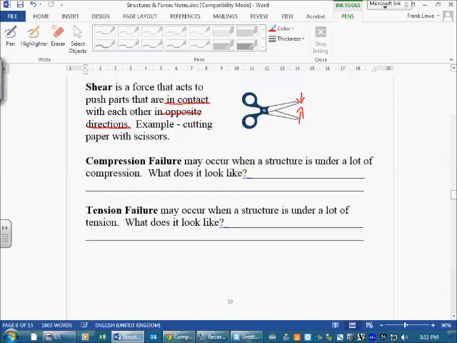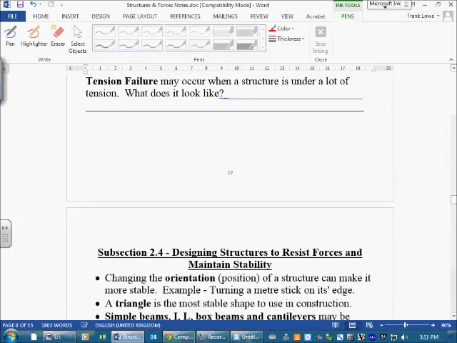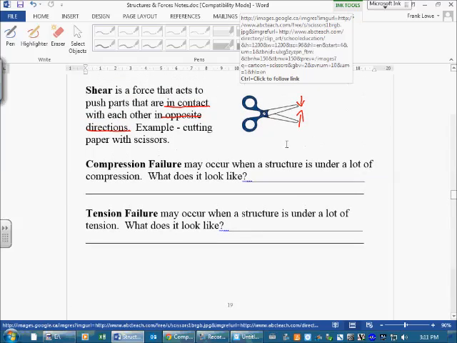Compression failure and tension failure. So with these two here, compression failure is what we're going to consider here anyways, what a structure might look like when it begins to fail because of the amount of compression that it's under. So if you just stop right now, just pause for a second, think of if something's being squashed, what might give you clues to let you know that it is being squashed or compressed?